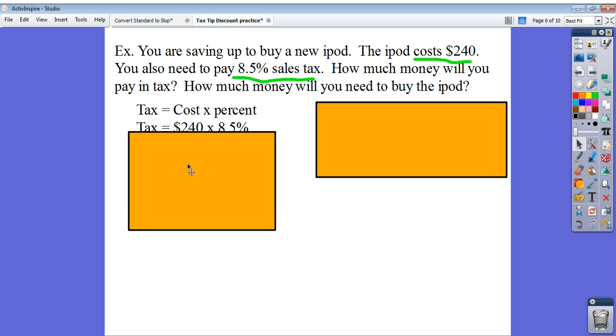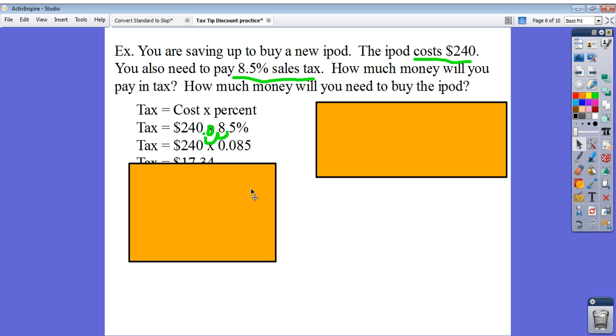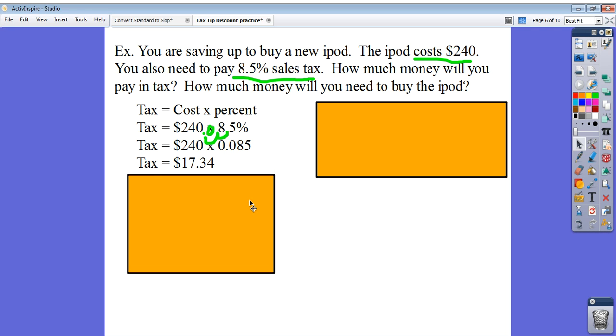So now let's plug that in. My tax is going to be equal to $240 times 8.5%. But what you should remember is we can't just multiply by a percent. We need to change it to a decimal first by moving our decimal 2 times to the left, dropping it off, and filling in a 0. So we'll have 240 times 0.085, which when we work that out, we get $17.34. How much money will you pay in tax? $17.34. We answered the first question.